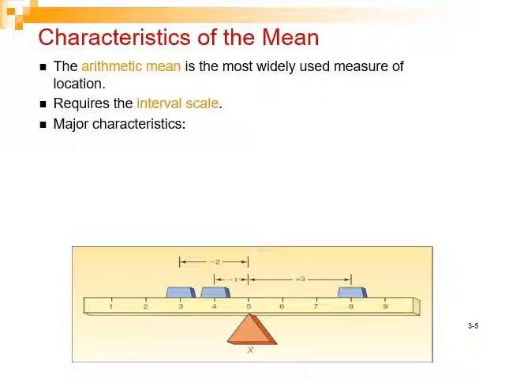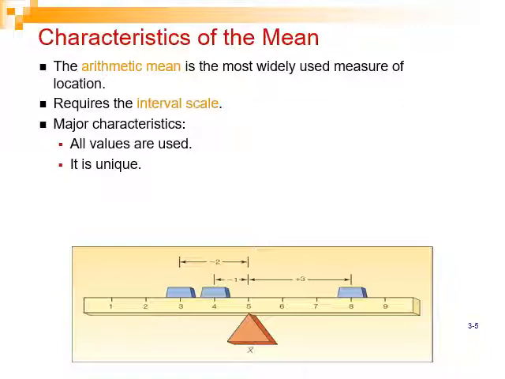This means that the mean can't be used in the case of nominal or ordinal measures. Only with an interval or a ratio scale can we use the mean as a measure of location. A characteristic of the mean is that we use all the values, whether they are a population or a sample.